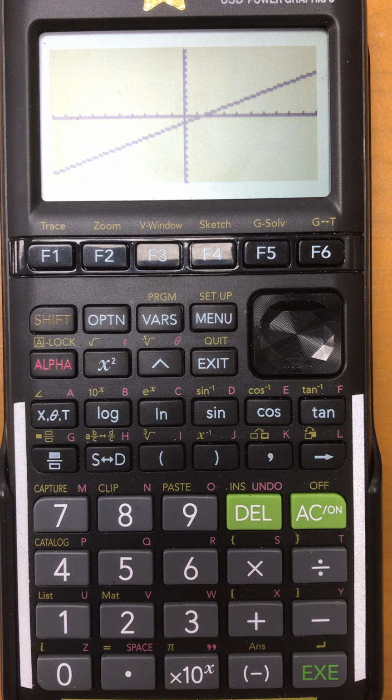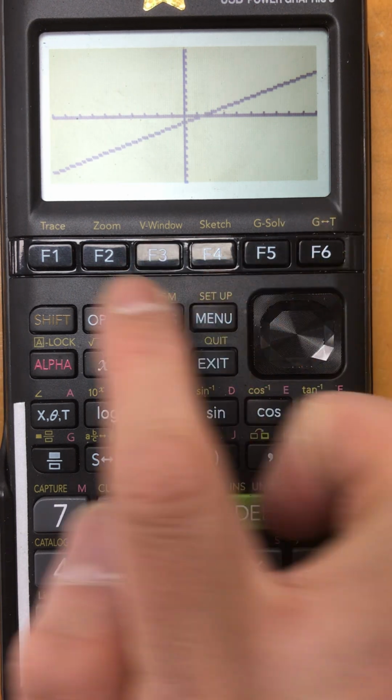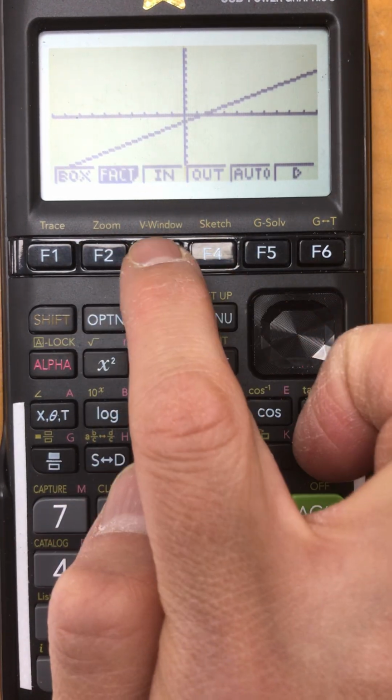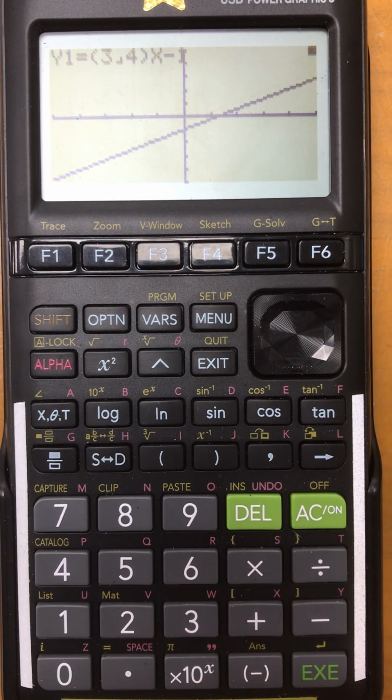Okay, write a suitable window that allows you to see both the x and y intercepts of the graph. We can clearly see both intercepts, but let's zoom in so we can use the zoom function, F2. I'm going to zoom in, F3. Okay, and there we go. So a better view of both intercepts.